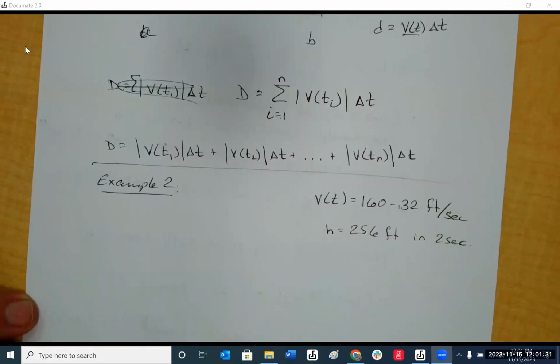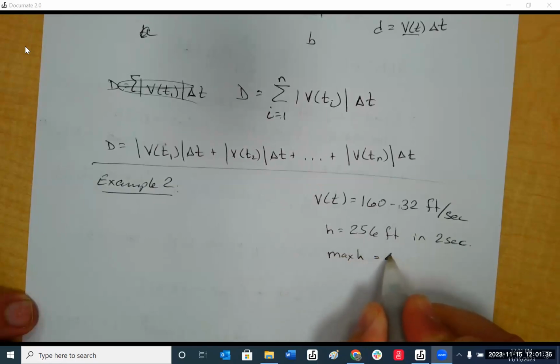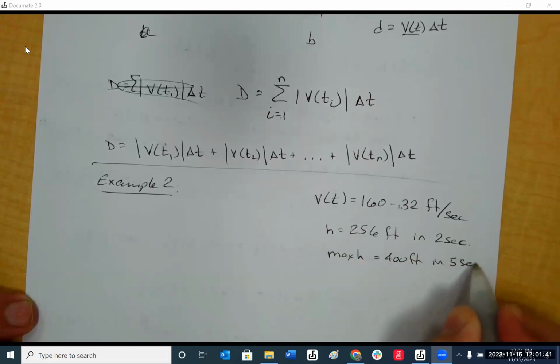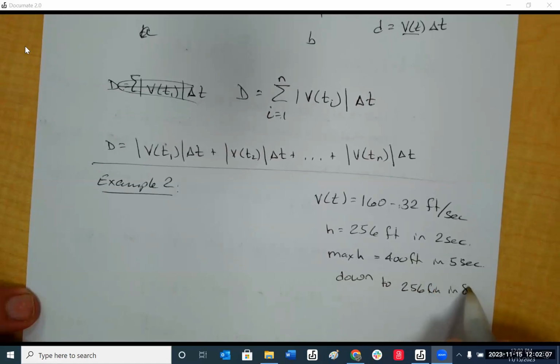And it reached a maximum height of 400 feet in 5 seconds. And then fell back down a distance of 144 feet to reach the height of 256 feet again. Down to 256 feet in 8 seconds.